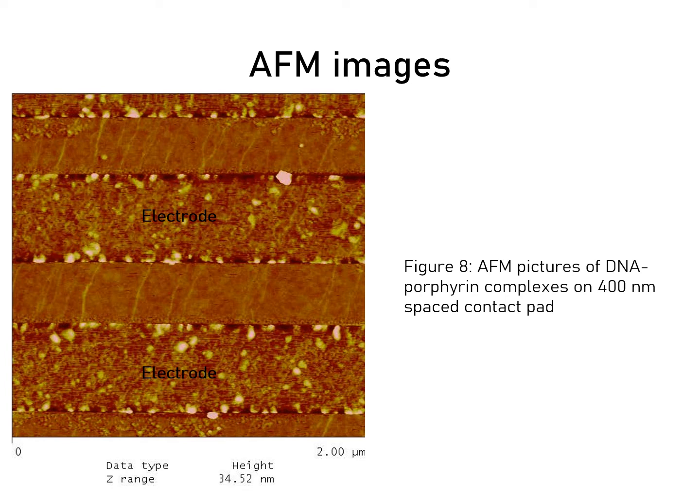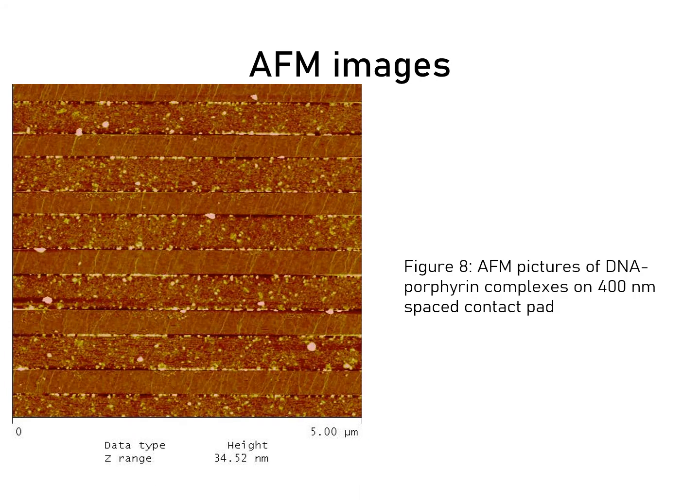These are AFM images that we produced with one of our samples, which show clearly the DNA strand spanning the distance between the electrodes. A slightly larger view shows that this pattern is relatively uniform and can be seen across a larger area.